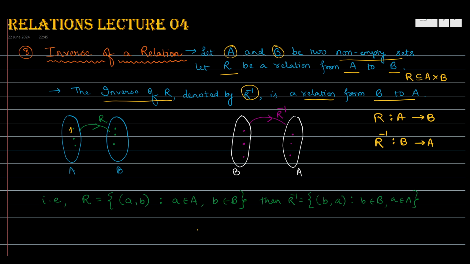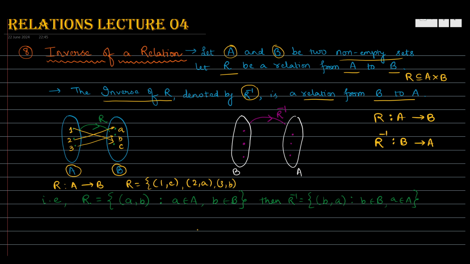Suppose this is set A and this is set B, and R is a relation from set A to set B. Now let's say 1 maps to C, 2 maps to A and 3 maps to B, right? Then R is of the form 1 comma C, 2 comma A and 3 comma B.